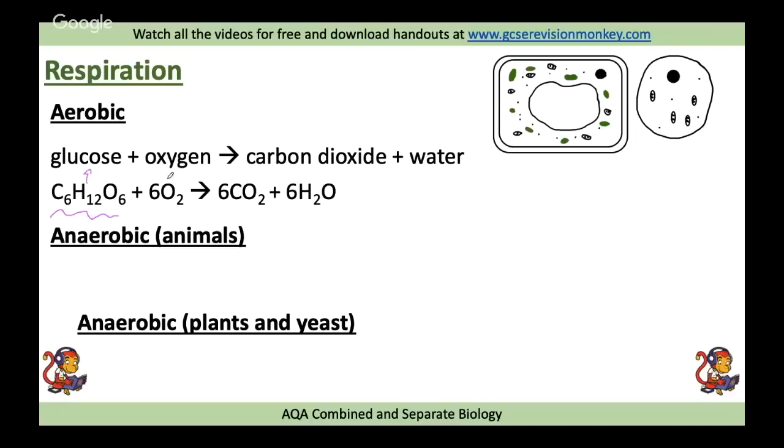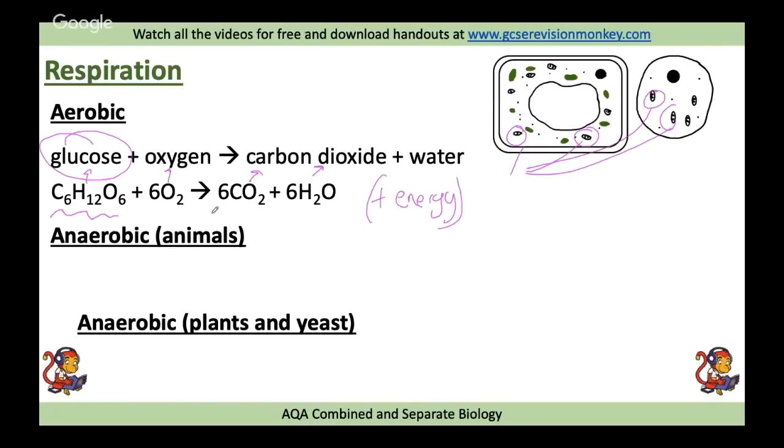C6H12O6 is our glucose, reacting with oxygen, making carbon dioxide and water. And it's not written in the equation, but obviously the purpose of this is to release energy. That's what respiration is, the release of energy from glucose in your cells. And as a reminder, it happens in the mitochondria, so it happens in animal and plant cells.